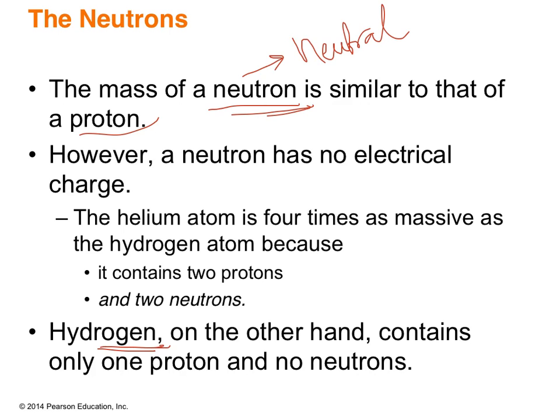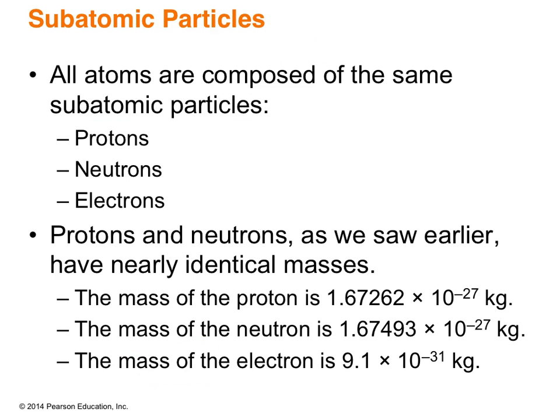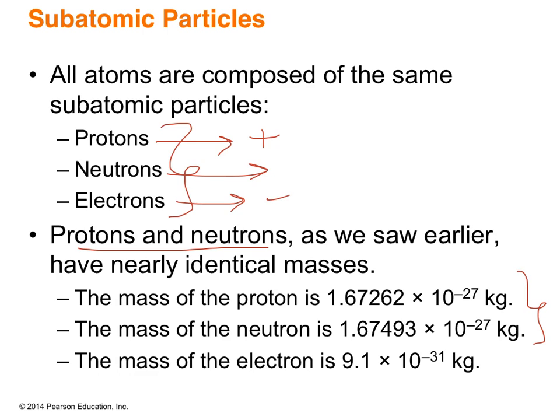Hydrogen is the only element that contains only one proton, and it does not have neutrons. Every other atom has protons, neutrons, and electrons. So there are three subatomic particles that we're interested in: positively charged particles, protons; negatively charged particles, electrons; and neutrons that are not charged. Protons and neutrons have similar masses, and the mass of an electron is really small compared to that of protons and neutrons.